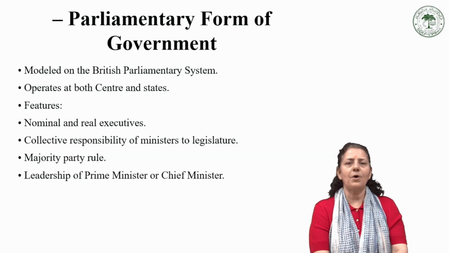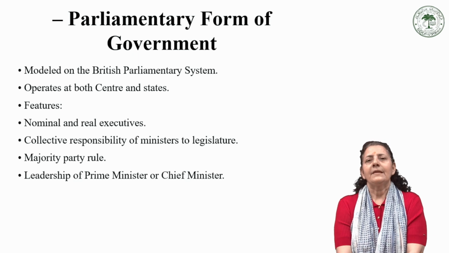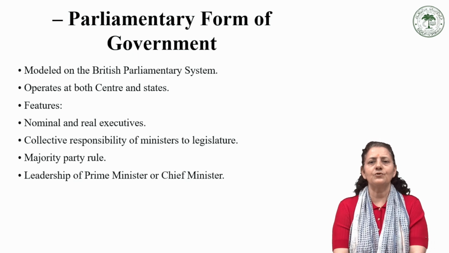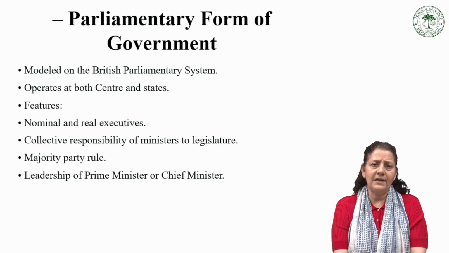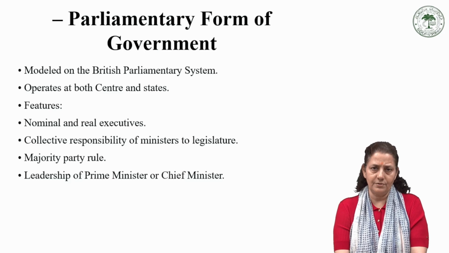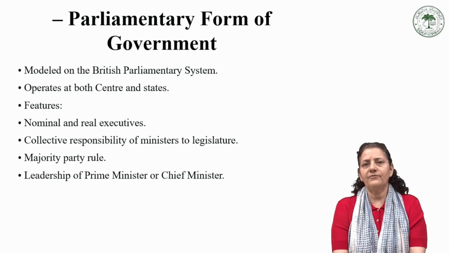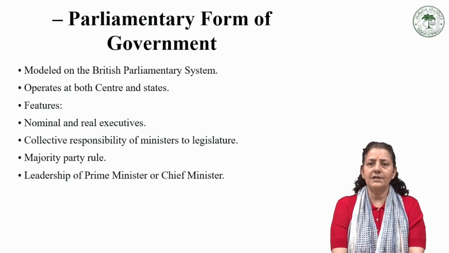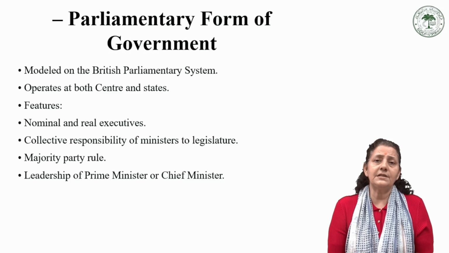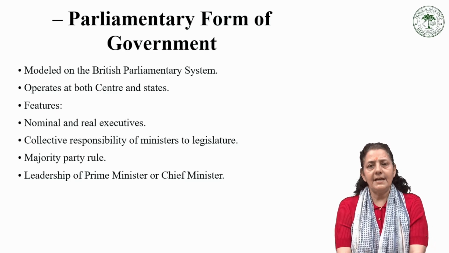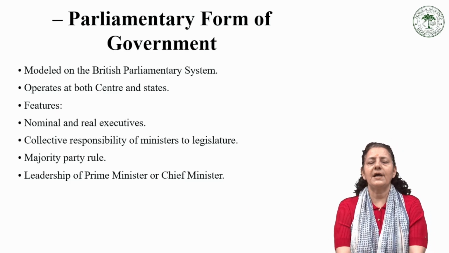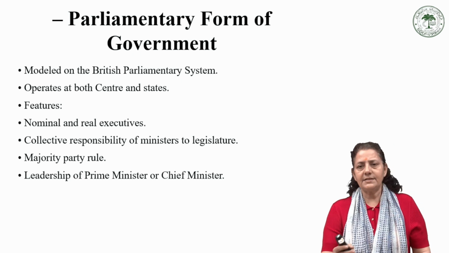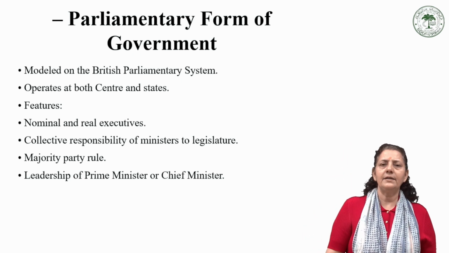India follows the British model of parliamentary democracy, ensuring accountability of the executive to the legislature. Though we have never used the term parliamentary democracy in our constitution, the structure, the functioning, and the accountability of the executive to the legislature indicate that yes, we have opted for parliamentary democracy. The purpose was to ensure accountability of the executive to the legislature. This system functions both at the center and in the states.